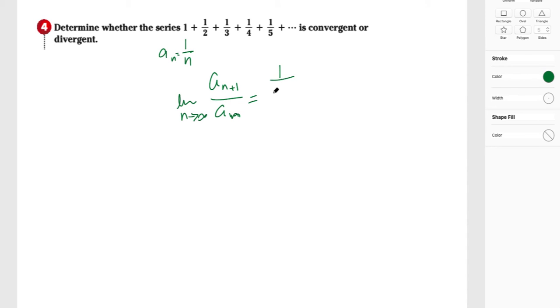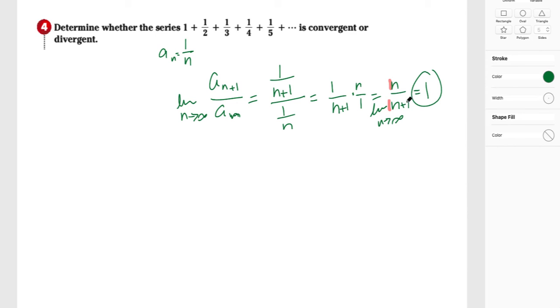Then we get 1 over n plus 1 over 1 over n. And then what we'll do is we will write this as 1 over n plus 1 times n over 1, which is n over n plus 1. As we consider n going to infinity, that means getting super large. Remember that the degree of the numerator and denominator are the same here. So we are thinking about the coefficient. We've got 1 over 1. And what that's going to lead us to is 1. And remember, this is the inconclusive form.